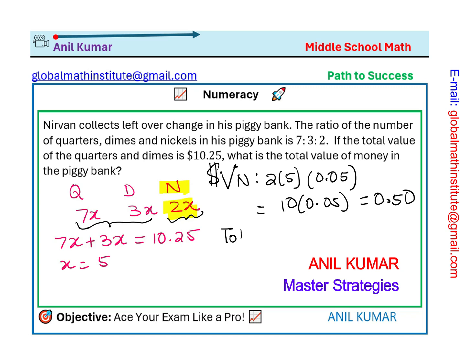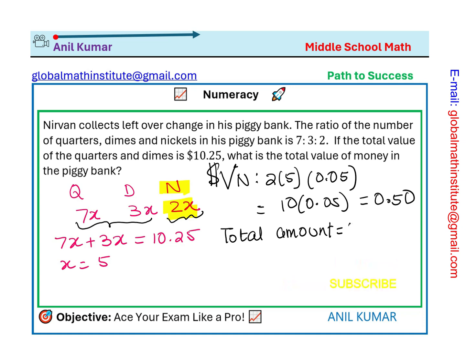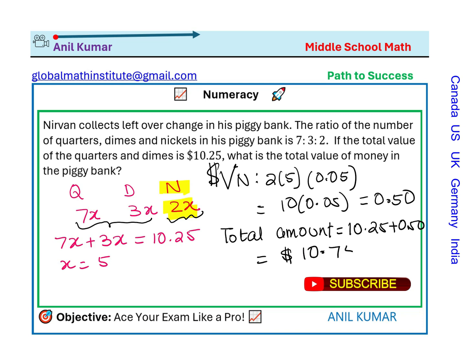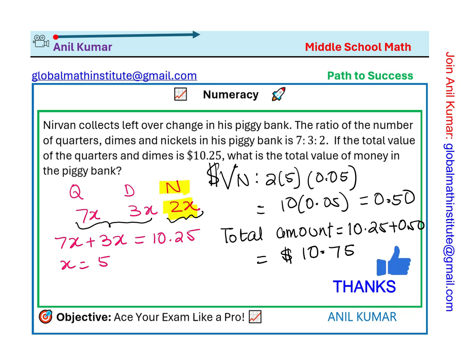So the contribution of nickels will be 50 cents added to the 10.25 we already know. So the total amount is 10.25 plus 0.50, which is equal to $10.75. You see that? That is how we find the answer to this particular question. A beautiful question where we are trying to understand how to find the value by knowing the numbers, and the numbers we also figure out using proportions.